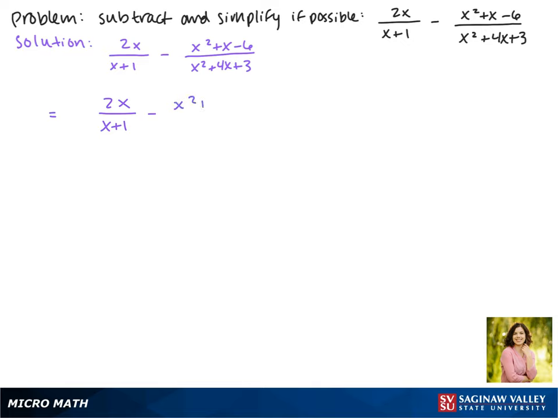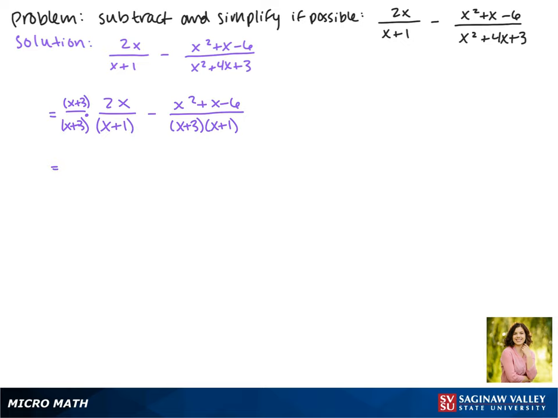We're subtracting, and we're going to leave this numerator the way it is because we'll need to combine it with the other numerator later. We don't want it factored. Now in the denominator, the factors of 3 that add to make 4 are positive 3 and positive 1. Now the first term is missing this factor of x plus 3, so we're going to multiply on the top and bottom by x plus 3 to give it this common denominator.